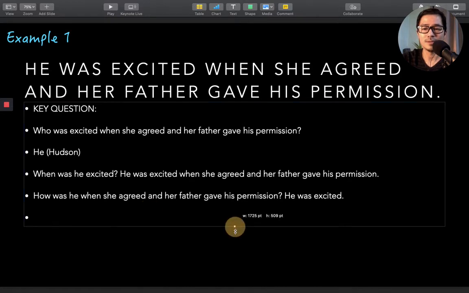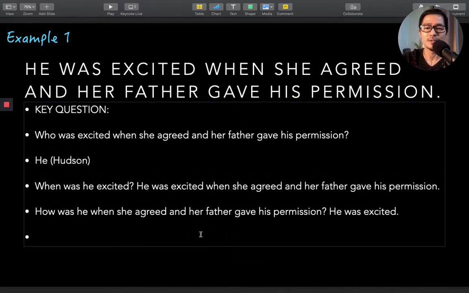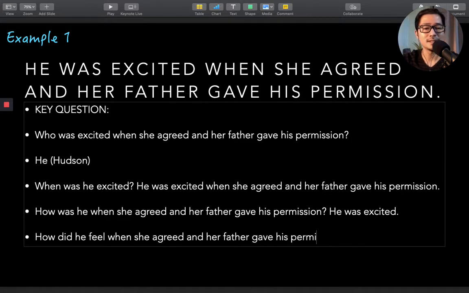So what should we do? We can say, how did he feel when she agreed and her father gave his permission? Yes, we are trying to deviate from the original grammatical structure, right? And it's okay. It's okay.